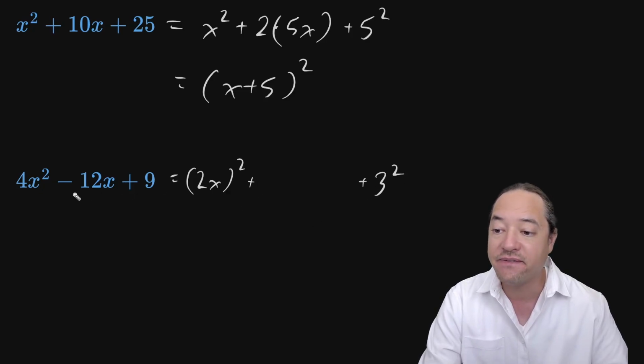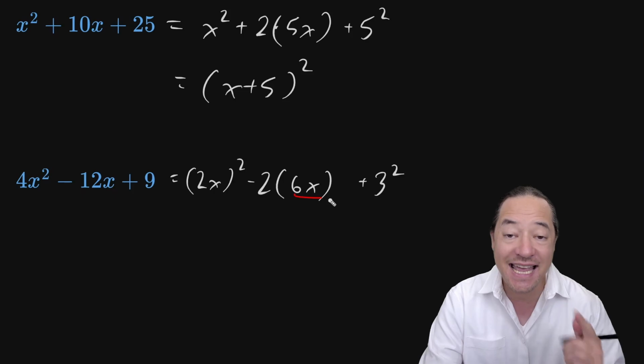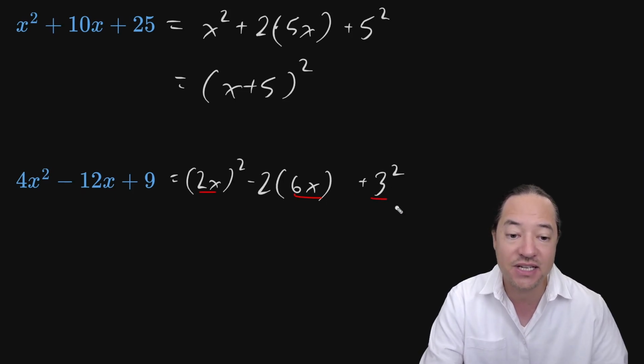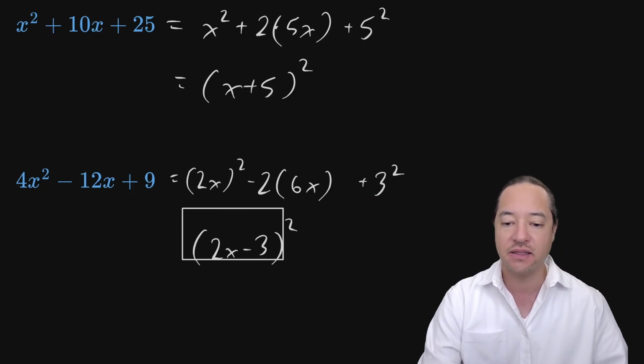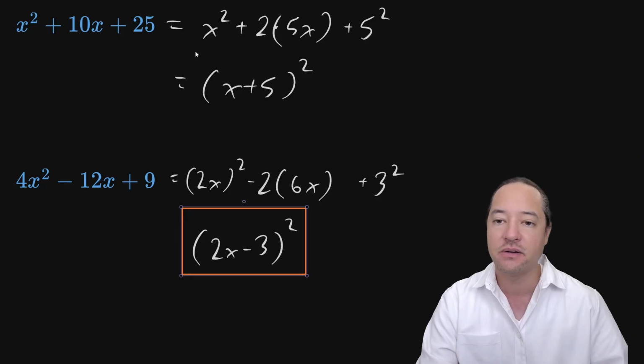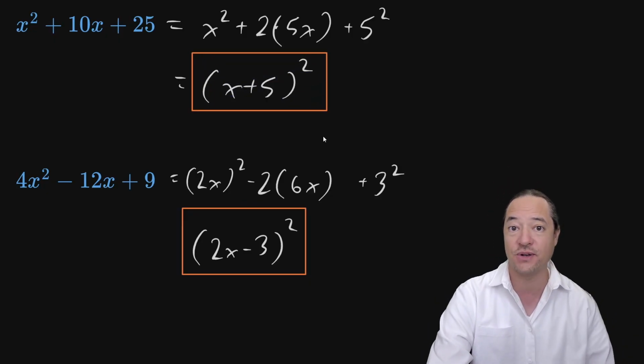If I factor a 2 out of this, what do I get? I get minus 2 times 6x. Does 6x equal 2x times 3? Yes, it does, so this fits the form. This will be the quantity 2x minus 3 squared. That's what I get for these two factored forms.